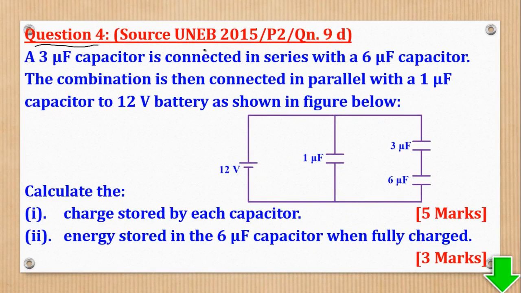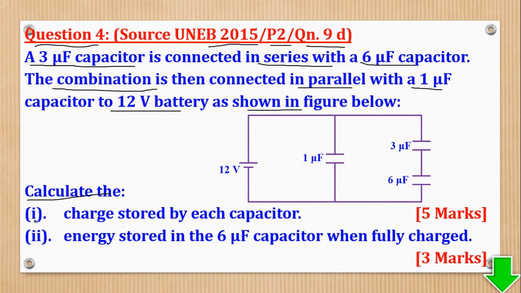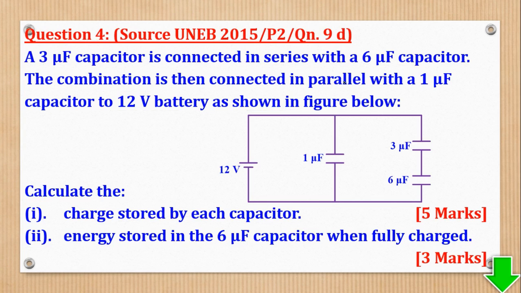Now we shall go to question 4, which came from UNEB 2015 paper 2 question 9D, and says a 3 microfarad capacitor is connected in series with a 6 microfarad capacitor. The combination is then connected in parallel with a 1 microfarad capacitor to a 12 volt battery as shown below. Calculate (i) the charge stored by each capacitor, and (ii) the energy stored in the 6 microfarad capacitor when fully charged. Here they have helped us by specifying which ones are in series. They have told us these are in series, and after that the combination is in parallel with this.